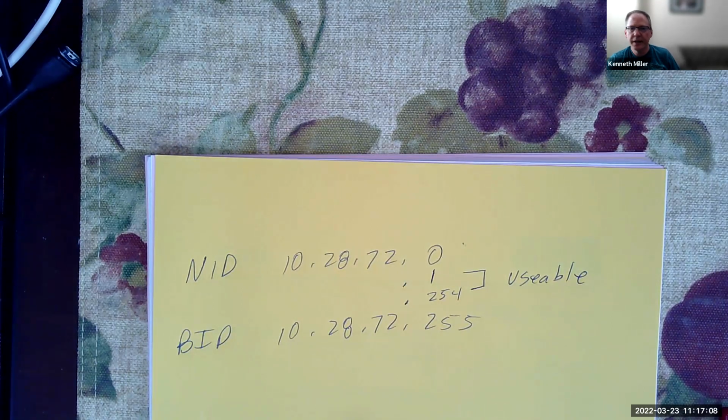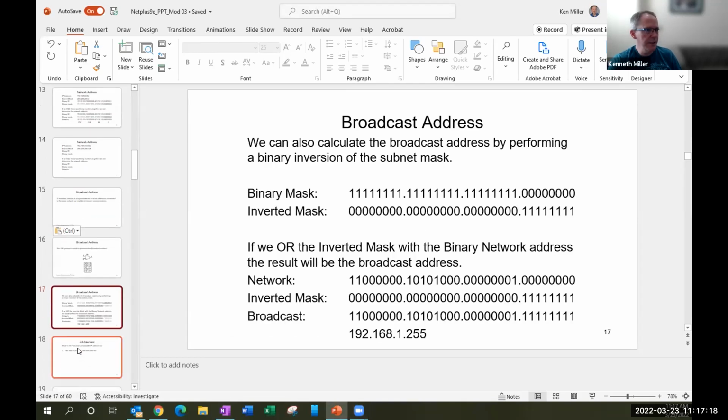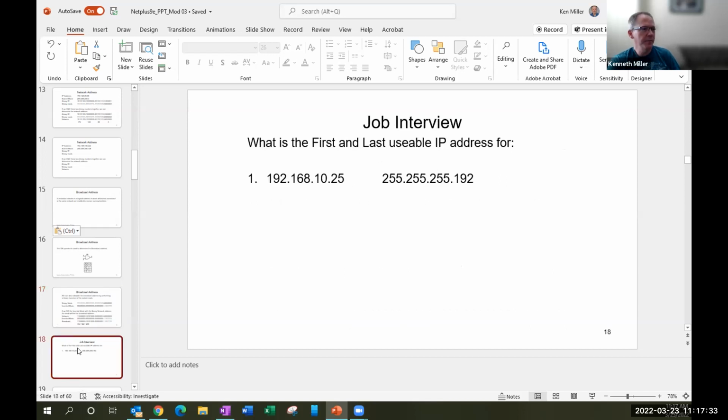So that's how we calculate the network ID, the broadcast ID, and the usable IP range. Let me come back over to my other screen. Here is an example where we invert the subnet mask, and then we OR it with the network address, the network ID. Now you see the network address and network ID are interchangeable. It's the same thing.